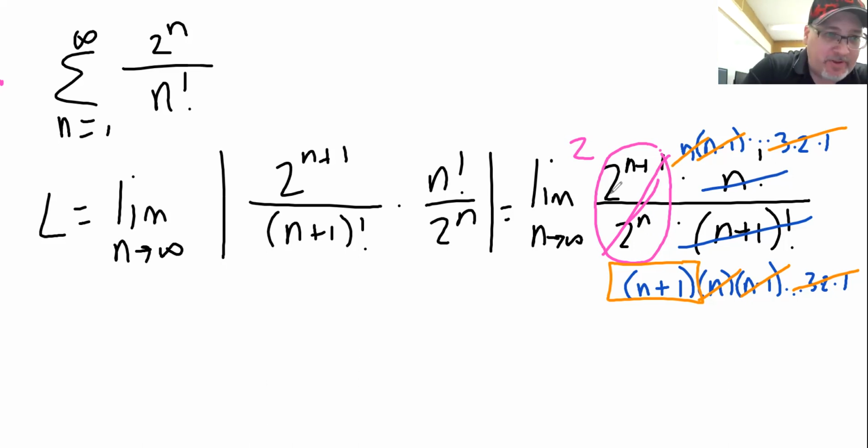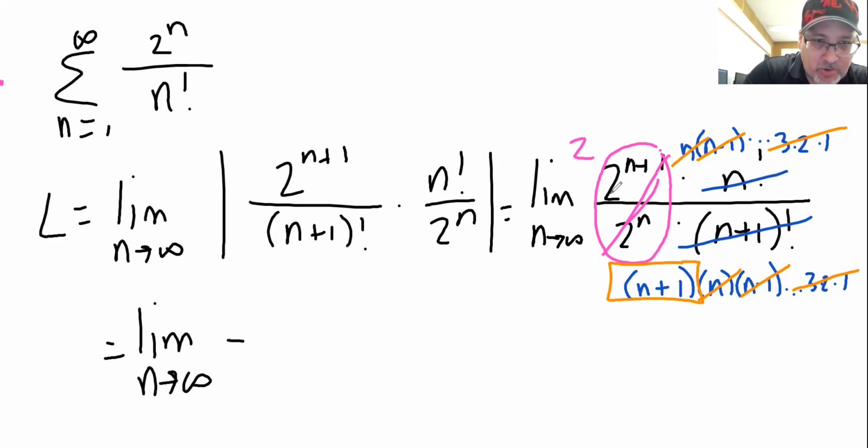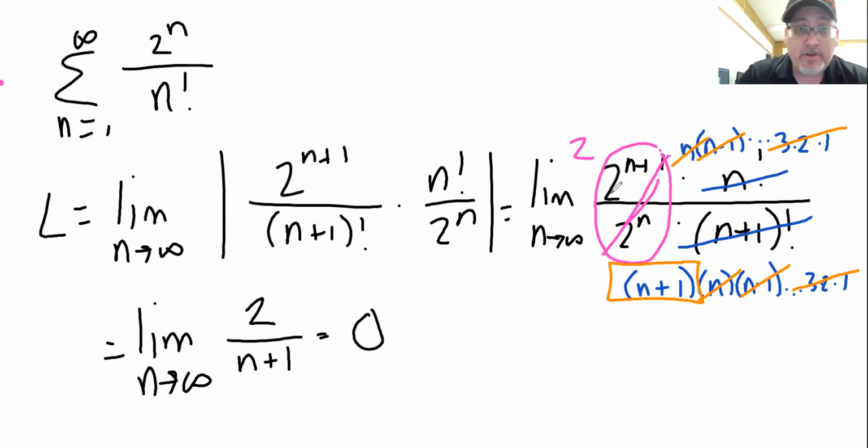So now that we've set up the limit and simplified the ratio, see what we're left with. On the top, the only thing left is 2. On the bottom, the only thing left is n plus 1. Well, that limit's easy. It's 0. The top is static. The bottom is exploding to infinity. So our limit is 0.